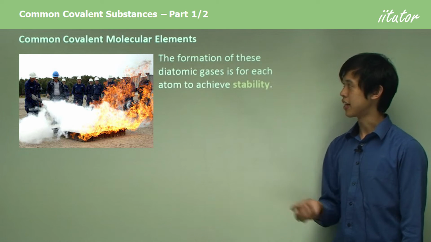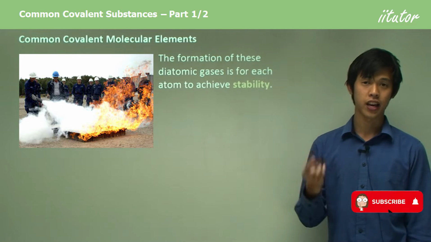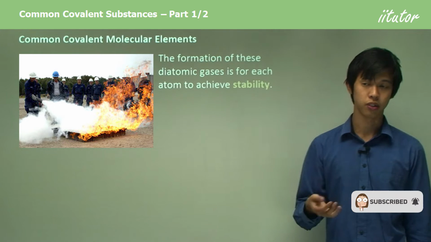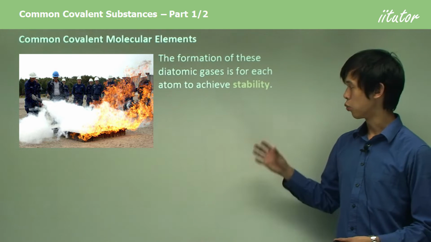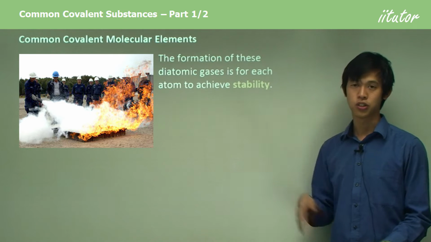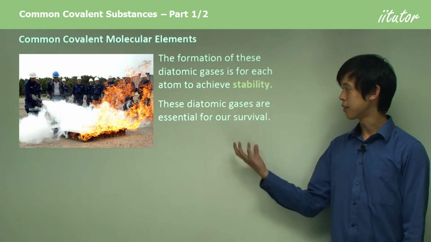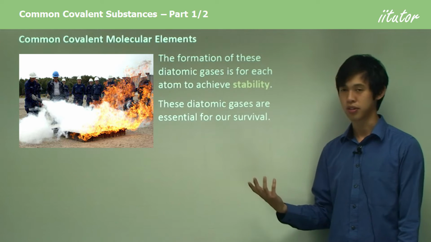The formation of these diatomic gases is for each atom to achieve stability. So the reason why we have N2, O2, H2, and all of these other ones is because by bonding together in a covalent molecule, we get stability for both atoms. So that's why we try to force this issue in nature. These diatomic gases are essential for our survival. We need these diatomic gases or we won't survive.